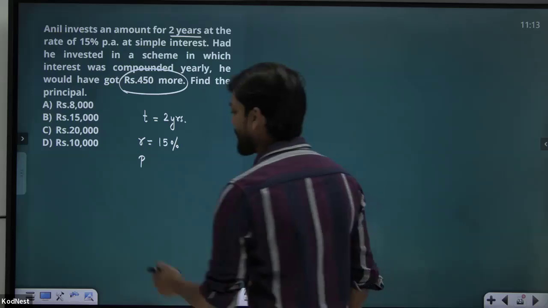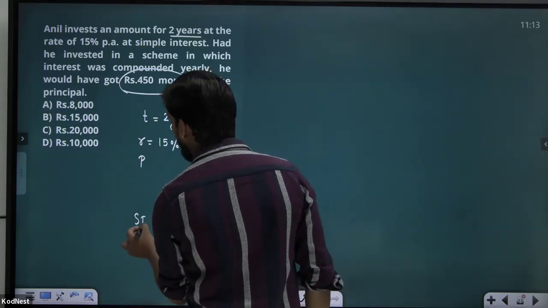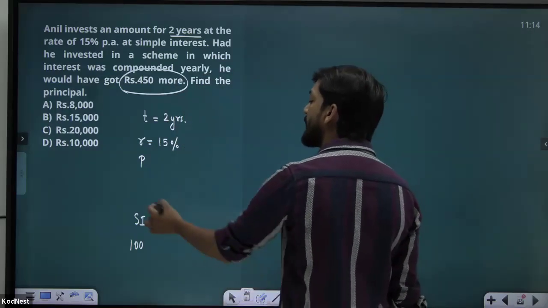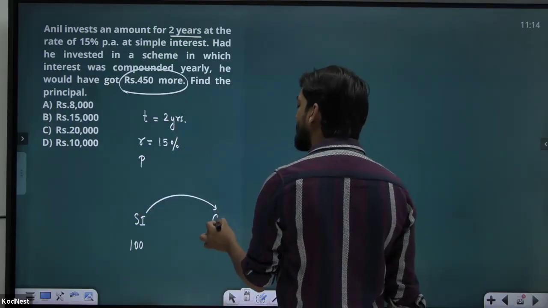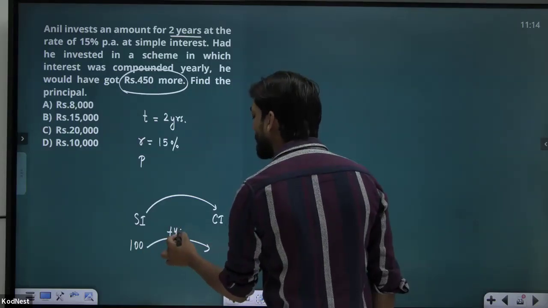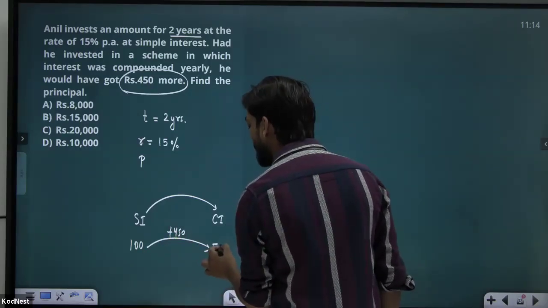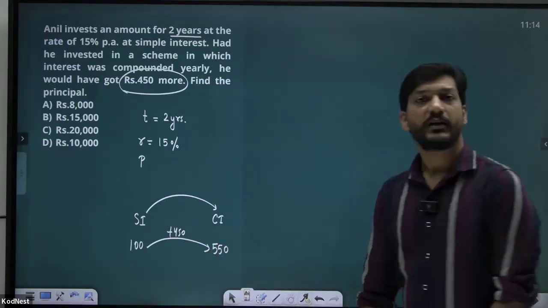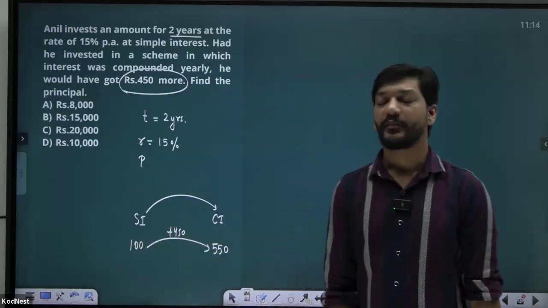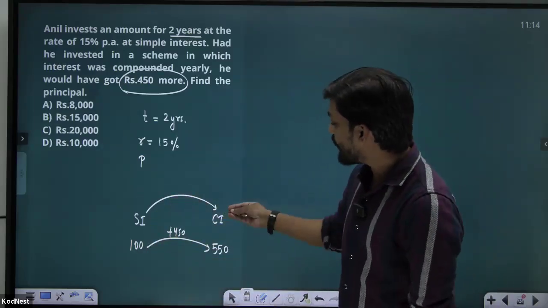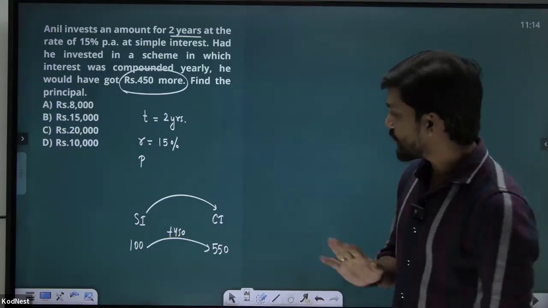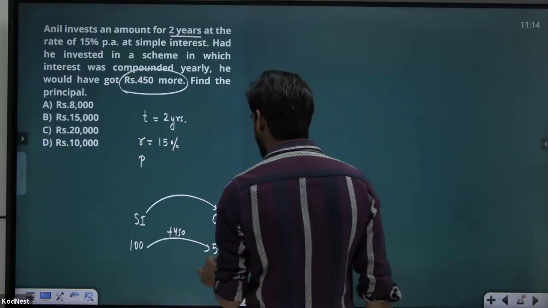Suppose, think of it this way. I invested somewhere, I am getting 100 rupees. The question says, if I had invested in a scheme which is compound interest, I would have got 450 rupees more. That means 550 rupees. So, my dear, the difference of the two values is given, 450. What is simple interest? I don't know. What is compound interest? I don't know. But what is their difference? That I know. So, CI minus SI is given.